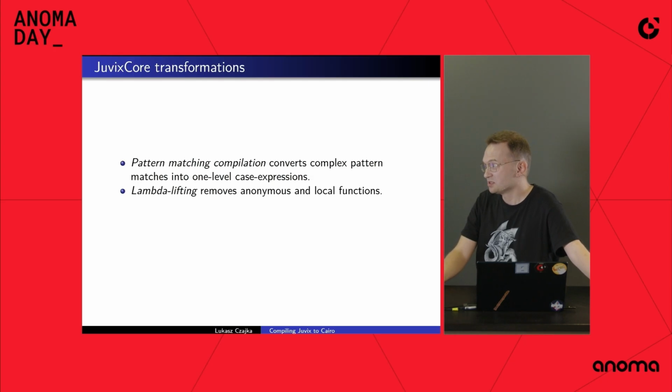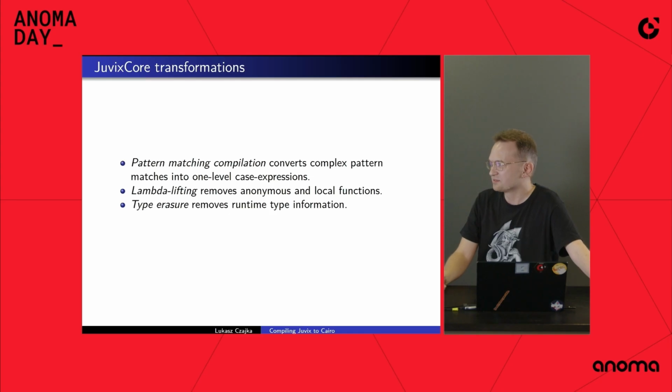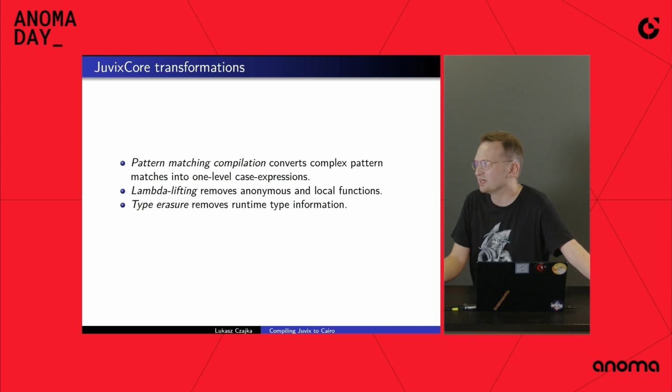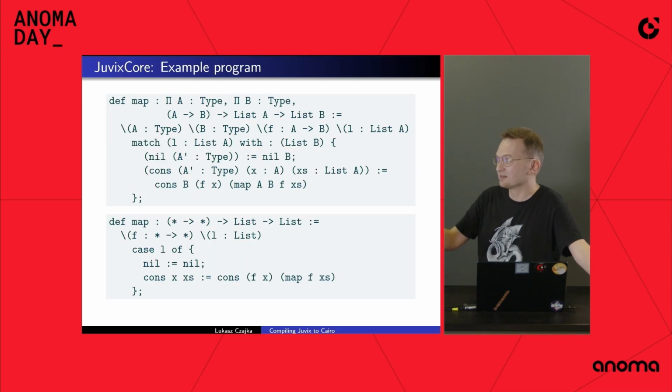All right. We also then need to do lambda lifting to remove anonymous and local functions. And ultimately, we erase the runtime type information, that is all those extra type arguments that we have, so that they don't crop up in our programs. And we do also a bunch of other things. These are, let's say, the three most important things to understand roughly what's going on. We also do some optimization and a bunch of other things. But now let's look at what happens with this program in Juvix core when we've done those things. So as you see, we have compiled the match to a case.